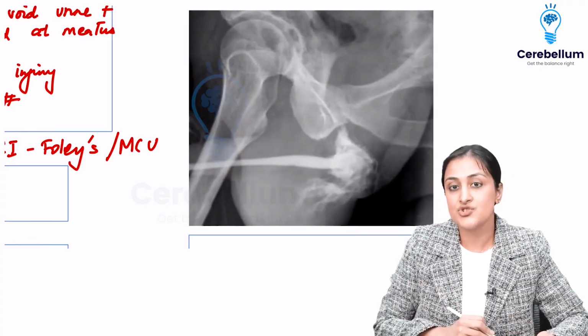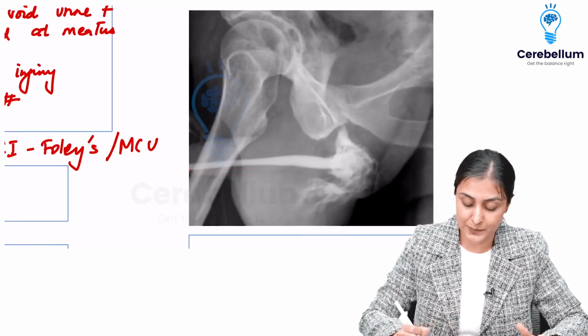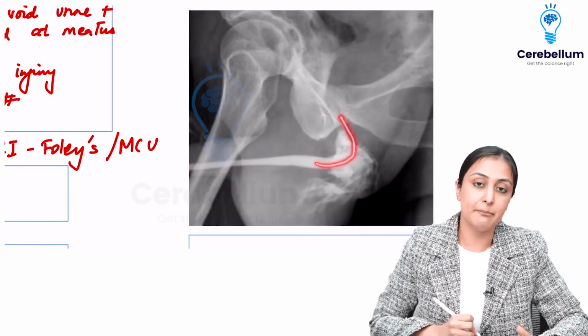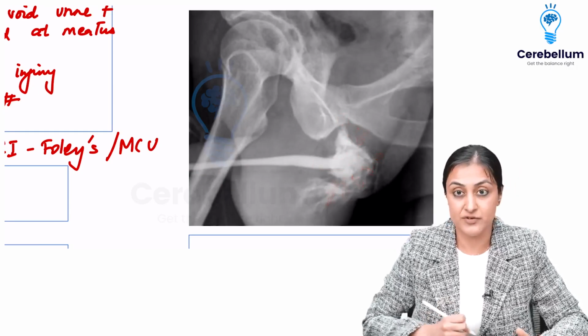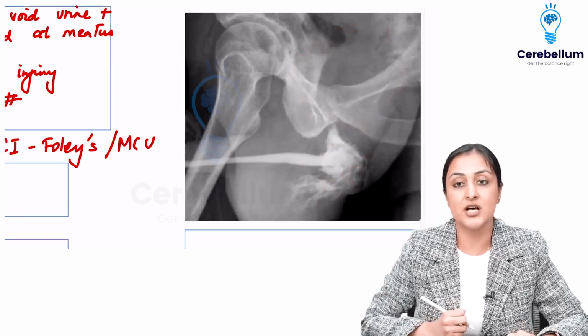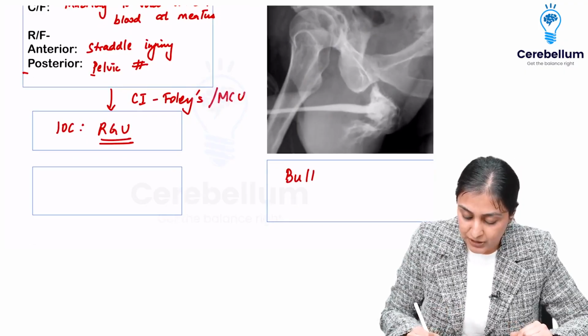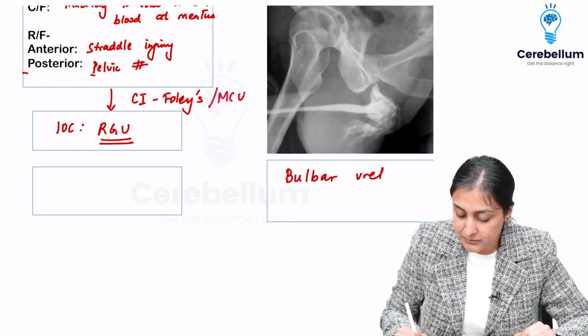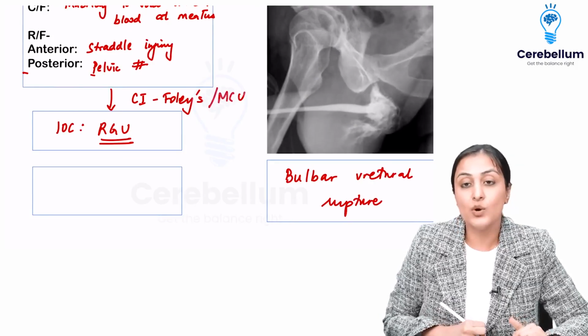What is the part which is ruptured? So let's see. The horizontal part looks okay. So penile is fine. This is the bulbar urethra where you can see that the contrast is extravasating and it doesn't go further. So what is my diagnosis here? We are going to report it as a bulbar urethral rupture. Yeah. So now what next?